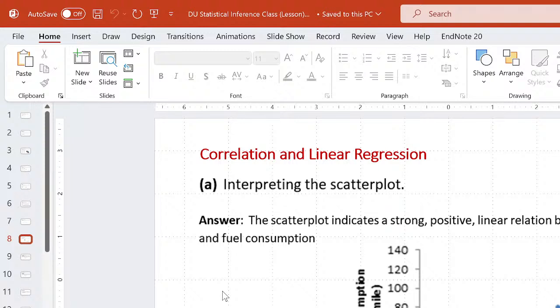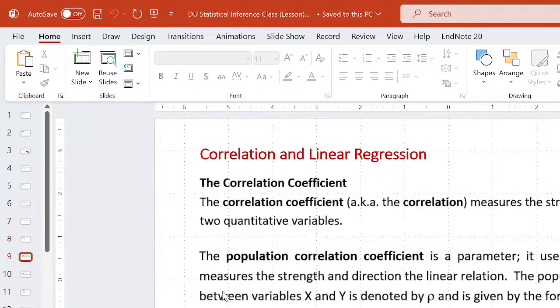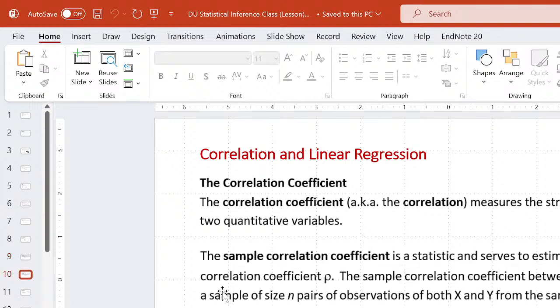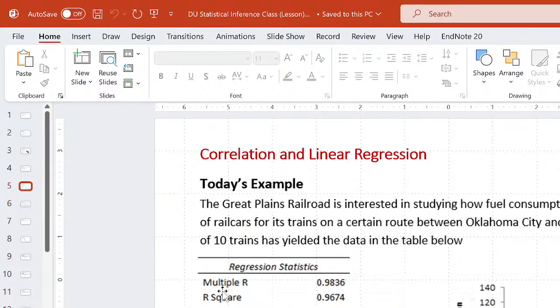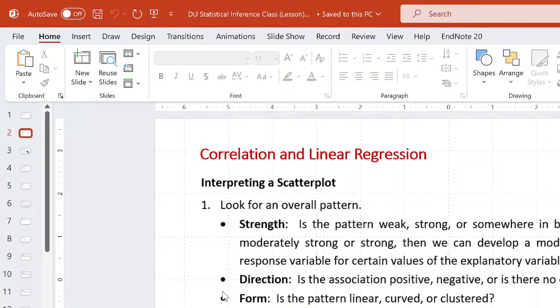You want to look at the overall pattern, comment on the strength, comment on the direction, and comment on the form. Look at it for any outliers too. If you see any outliers, comment on that. Maybe there's a train down there, a particularly late train. And always include context.